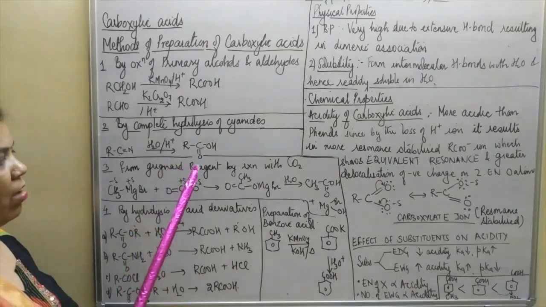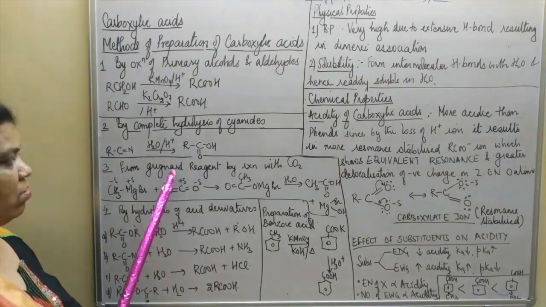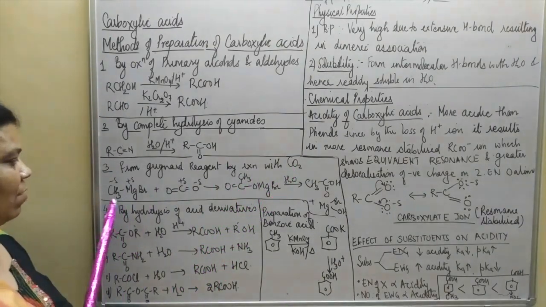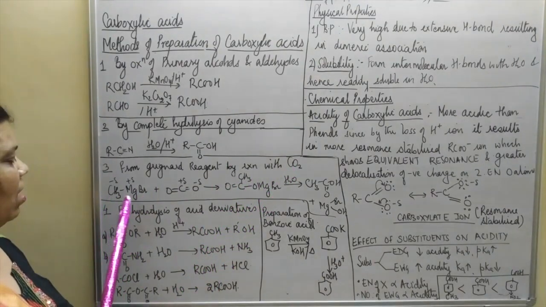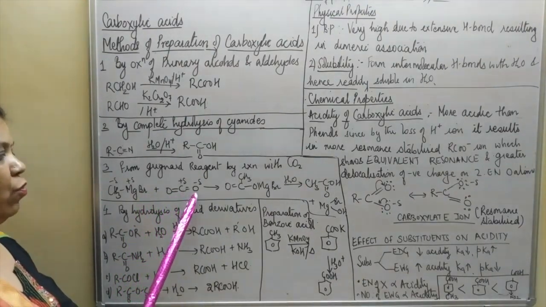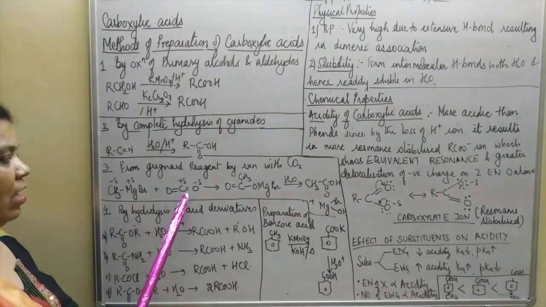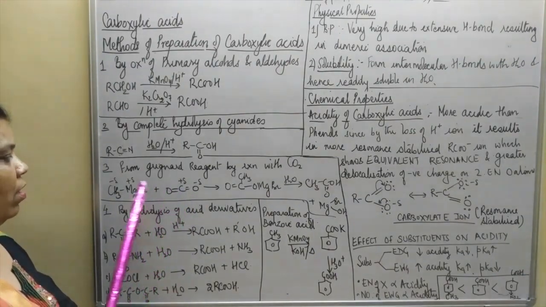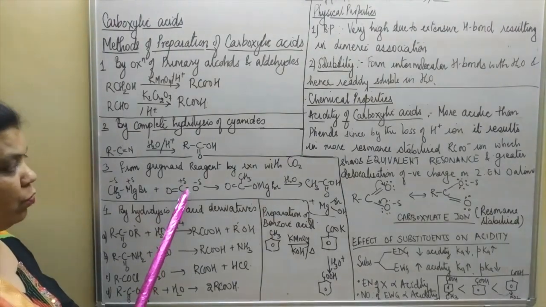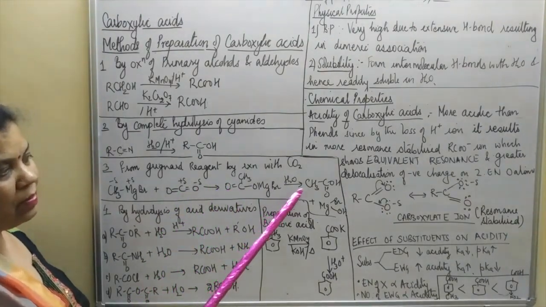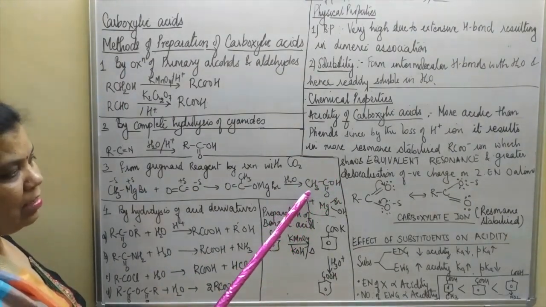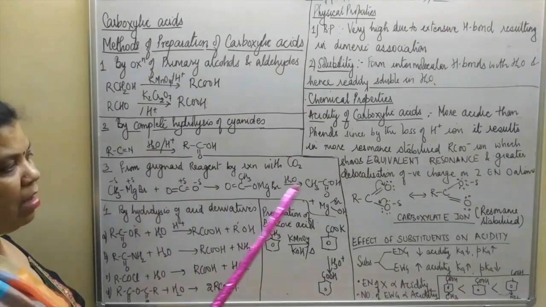Next is from Grignard reagent. This is very important reaction. From Grignard reagent by reaction with carbon dioxide. So let me take a Grignard reagent. Any Grignard reagent we can take, CH3MgBr, and when we treat it with CO2, carbon dioxide, then again the same mechanism is followed. The negative part of the Grignard attaches to the positive carbon of the CO2, followed by hydrolysis so that it will convert into ethanoic acid, carboxylic acid, and again it is an ascent up reaction.